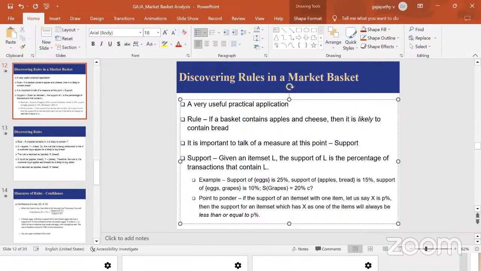Excuse me, sir. Yes. Sir, what you are saying is we have been given the support of both the items, grapes and the X. And by using these two, we are calculating confidence. Sir, isn't it the case that we have to look into the data set to see how many are picked up together? Because support does not mean that they are being bought together.